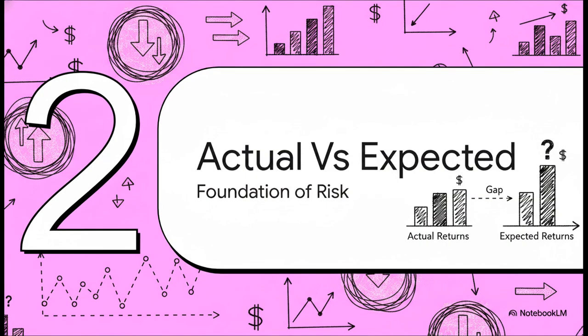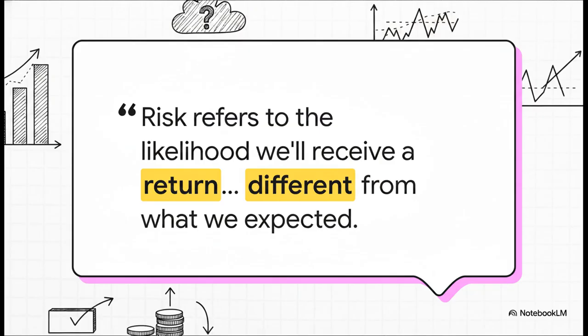Moving along to Section 2, Actual versus Expected Returns: the foundation of financial risk. This quote from Aswath Damodaran really hits the nail on the head. He says, risk refers to the likelihood that we will receive a return on an investment that is different from the return we expected to make.